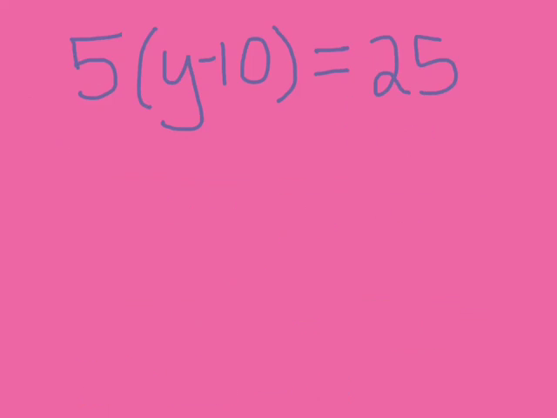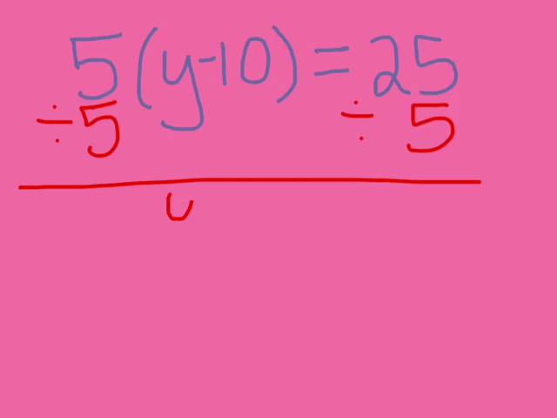Let's try another one. 5 times the quantity, y minus 10. Again, it would not hurt anything if you distributed the 5 and then solved from there. You would still get the correct answer. It's just an added step you do not have to do. So the shorter, quicker, easier way to do it is just to undo the times 5 that's living outside the quantity first. So we're going to divide both sides by 5.